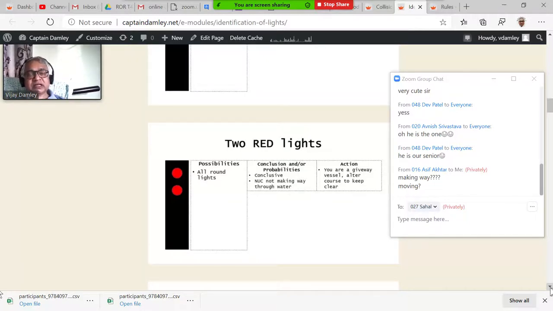And the action you are required to take is, you are a give-way vessel. Why? A power-driven vessel shall keep out of the way of a vessel not under command. We have seen Rule 18. So we keep out of the way. Clear on two red lights? Any doubts? Put it.